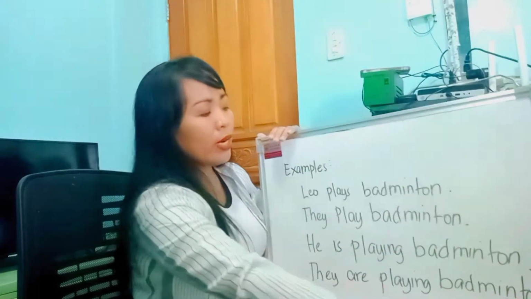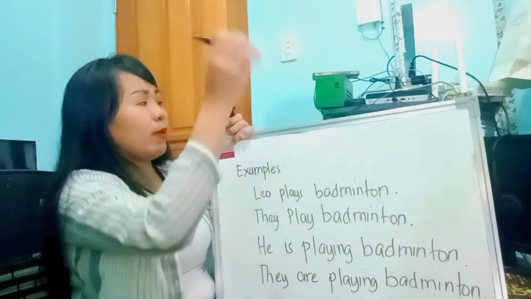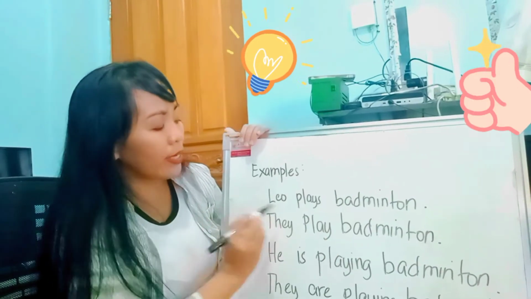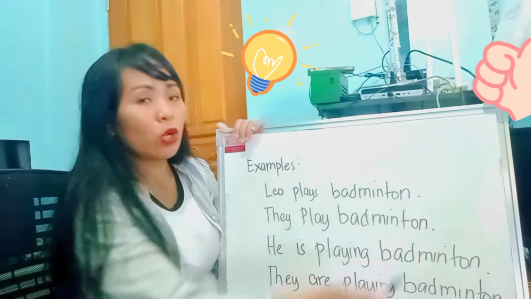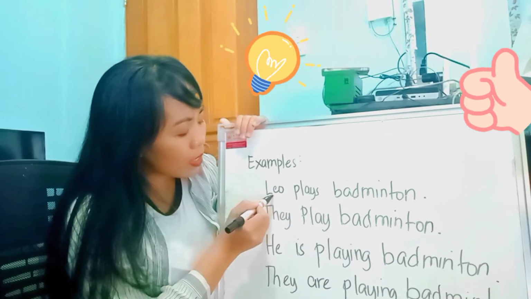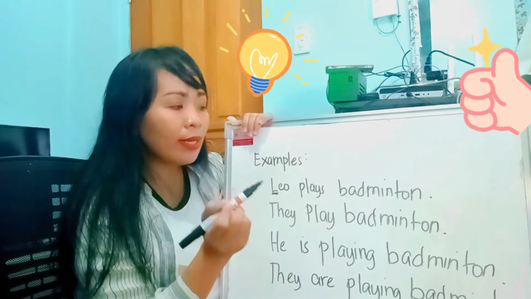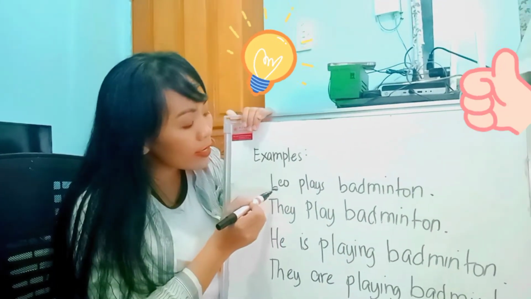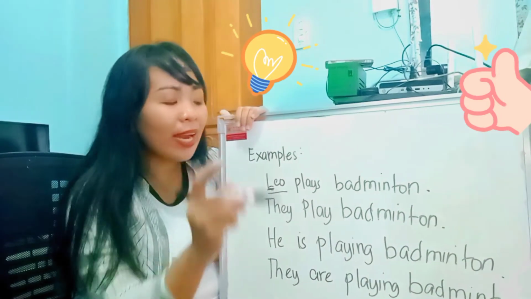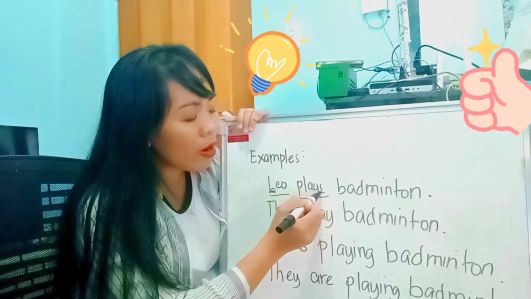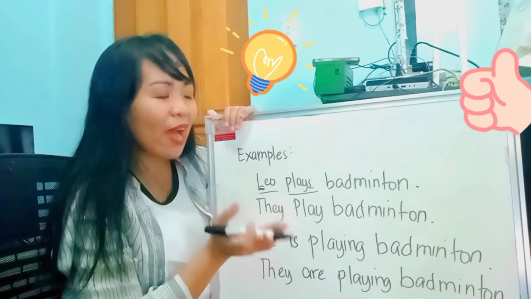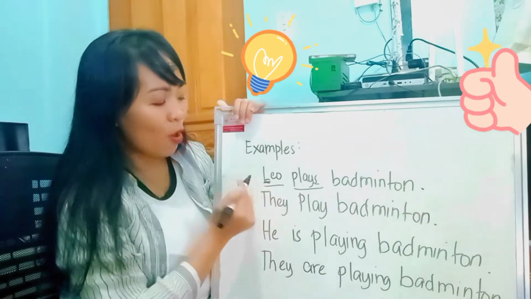Give me my marker. So over here, guys, I have an example of a sentence that explains the 4 important things that you should consider. In our first example, Leo plays badminton. What did you notice? Our sentence begins with a capital letter and it ends with the proper punctuation, a period or dot. Our sentence subject is only one, singular. That is why we use the S form of the verb, plays. The verb ends with S. So there you go. We have a perfect and correct sentence over here.